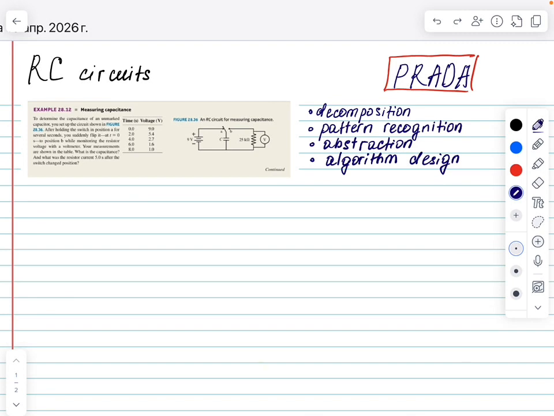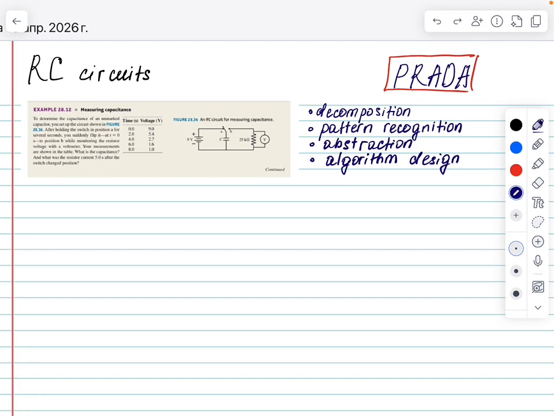So this is our example. It's a problem about measuring capacitance. And in this problem, a capacitor is first charged to 9 volts and then it's discharged through a resistor of 25,000 ohms. And we're given voltage values at different times. And we need to determine the capacitance and the current after 5 seconds.